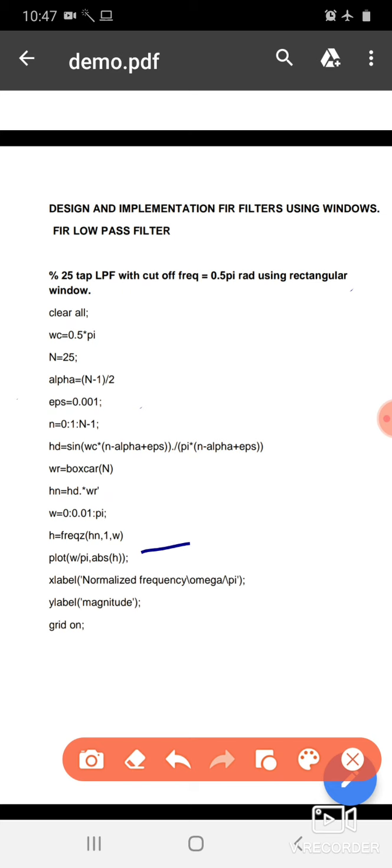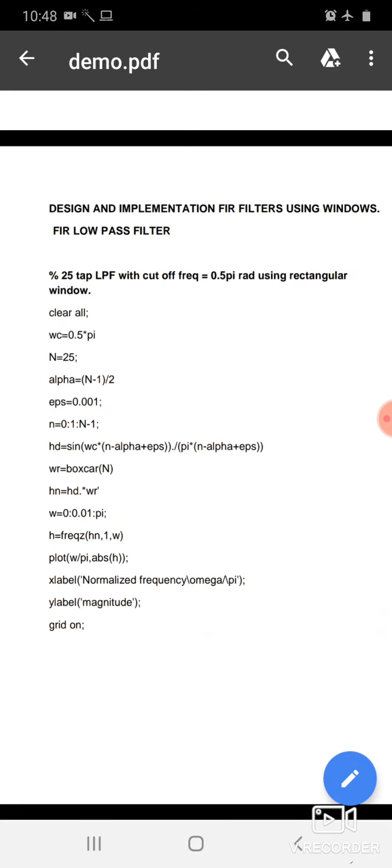Next we have to plot w by pi with the absolute value of h, then use x label, y label and grid on. These are all common, you can go ahead with this. After writing this in MATLAB, after execution you will be getting the result like this. This is the result, cutoff frequency alpha, the desired frequency response. After this result you will be getting a graph which represents a low pass filter.